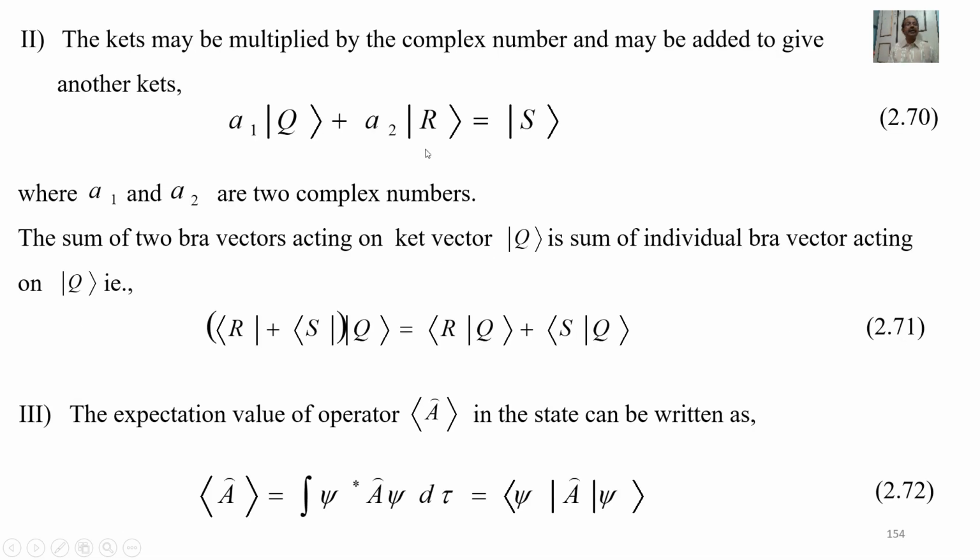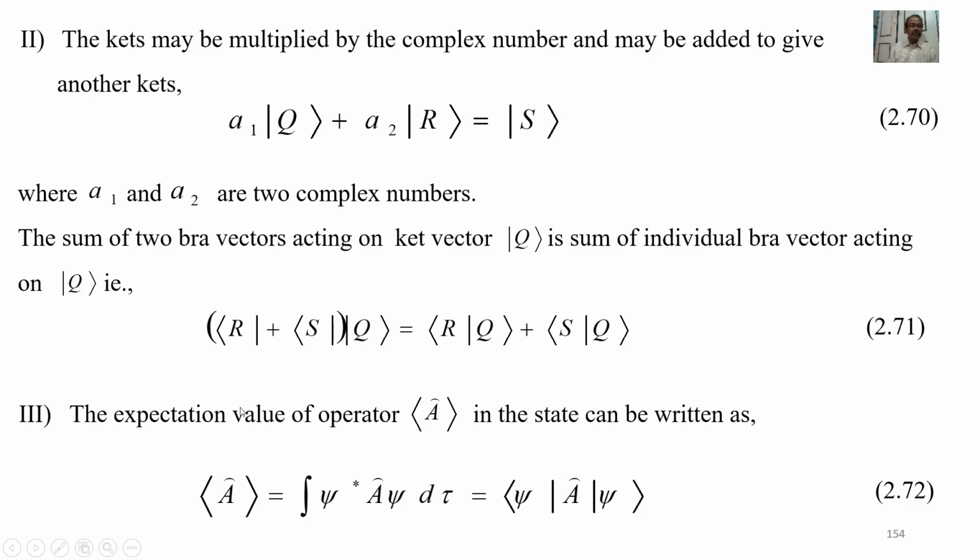The kets may be multiplied by complex numbers and may be added to give other kets. A1 times ket Q plus A2 times ket R is equal to ket S. A1, A2 are two complex numbers. The sum of two bra vectors acting on ket vector Q is the sum of the individual bra vectors acting on Q. For example, <R| plus <S| with ket Q, we can write individually as <R|Q> plus <S|Q>.